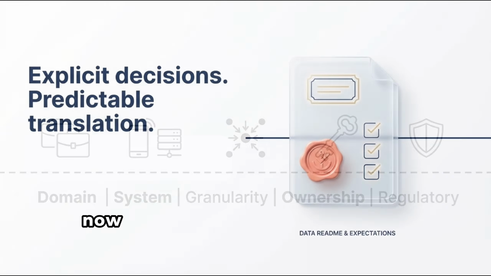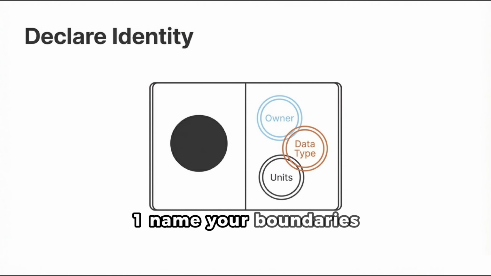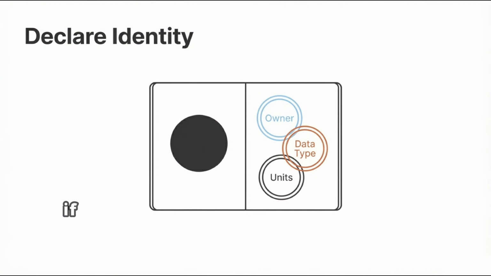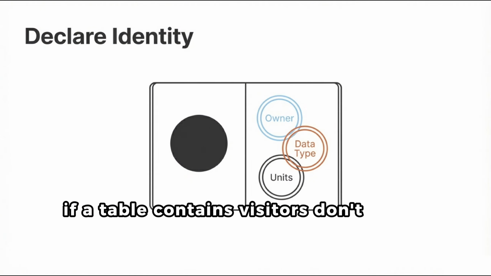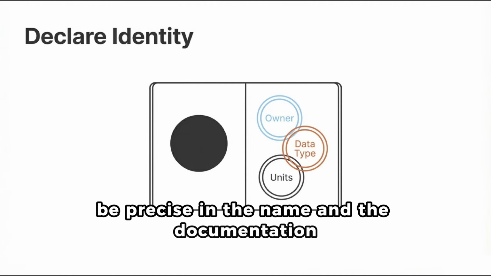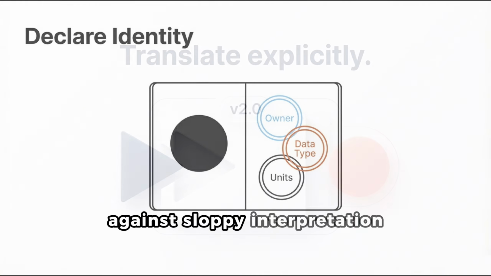Now, working with boundaries well is mostly about making decisions explicit and building predictable translation between sides. Here are practical, human-centered patterns that help. 1. Name your boundaries. Call the dataset or API what it actually is. If a table contains visitors, don't call it customer. Be precise in the name and the documentation. A clear name is the first line of defense against sloppy interpretation.